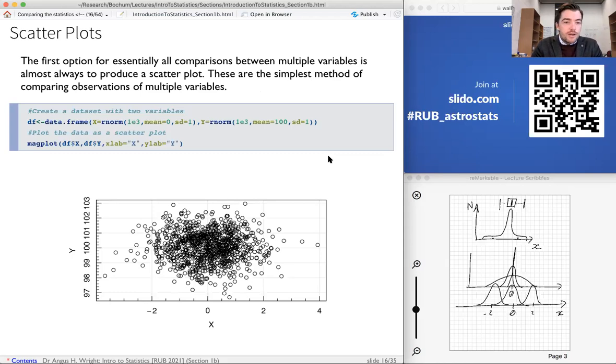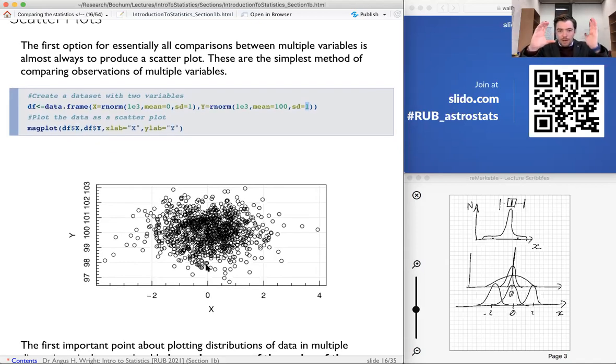And so what you can see here is I've created a data set. My data set is made up of, again, just Gaussian data, random normal data of 1,000 elements. And it has one variable X, which has a mean of 0 and a standard deviation of 1. And it has a variable Y that is also Gaussian, but has a mean of 100 and a standard deviation of 1 as well. And what you can see is that you have a random sort of circular scatter plot.